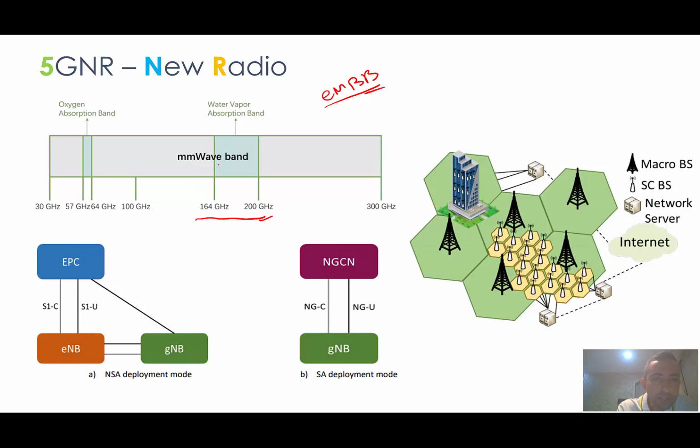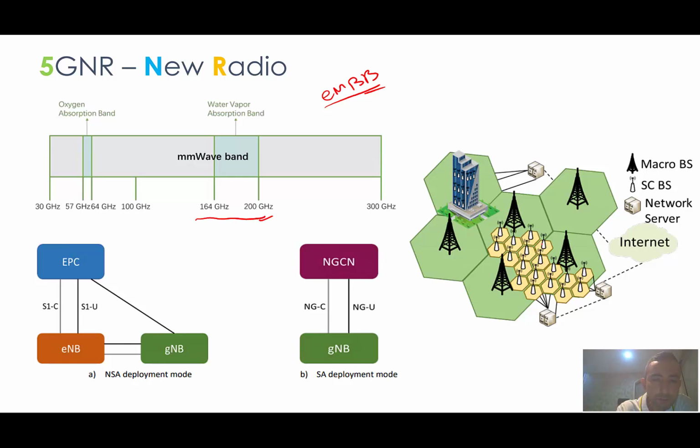The technical term is millimeter wave band. Here you can see there should be lots of small cells in this area because the coverage is low, because the band is high.